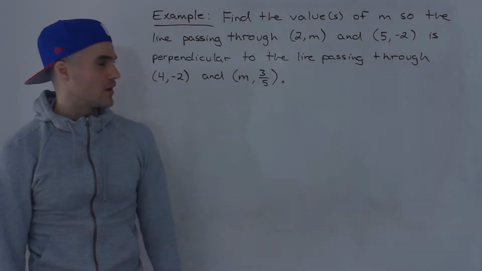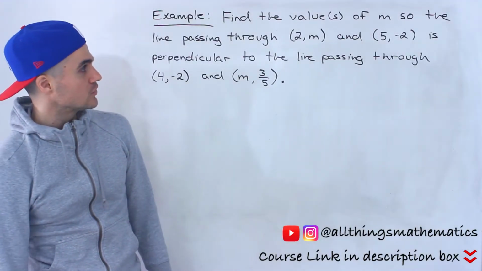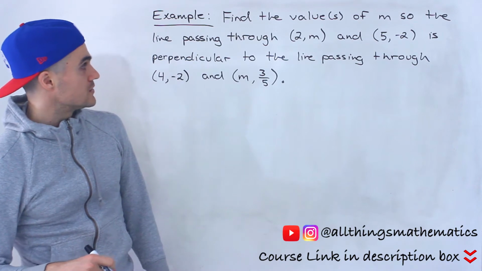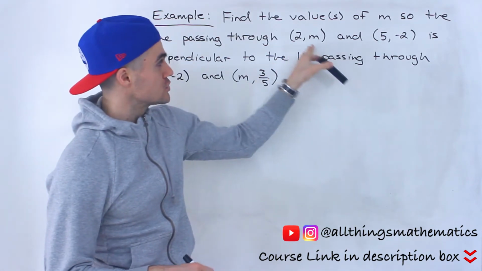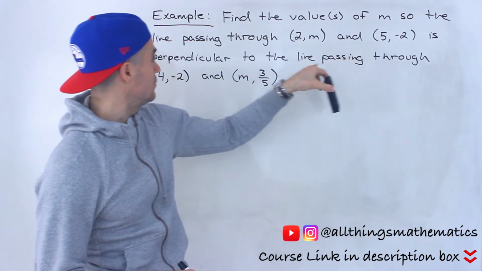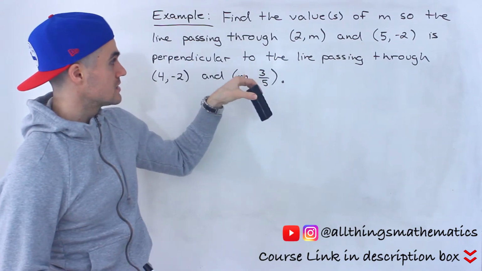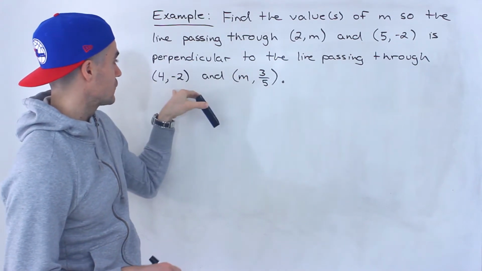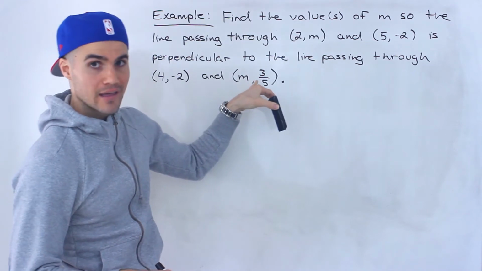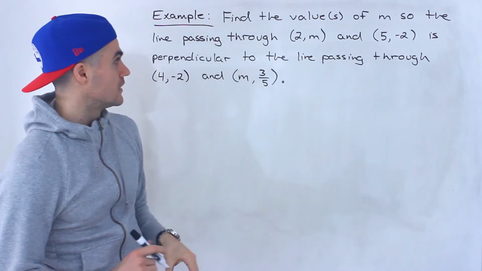Welcome back, everyone. Moving on to the next question. We have to find the value or values of m. So the line passing through these points, 2m and 5, negative 2, is perpendicular to the line passing through these 2 points, 4, negative 2, and m and 3 over 5.